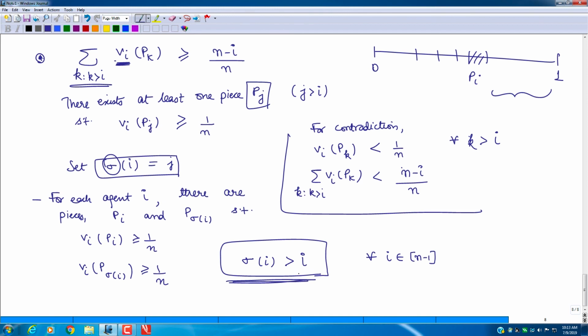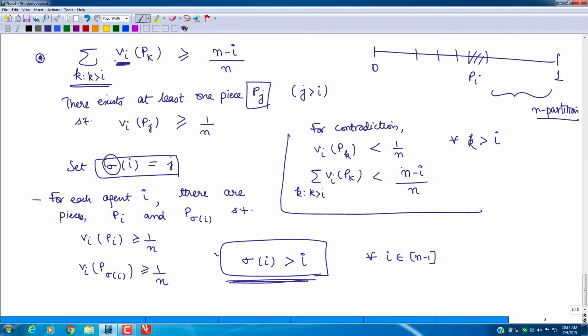He will go to his backup allocation and so on, and it will give you a proportional allocation since sigma(i) is greater than i. I'll be formal in a minute. But just think of sigma as a backup scheme. Every agent has at least two choices in the allocation in the n partition here, such that they get value of at least 1 by n from both of the pieces.